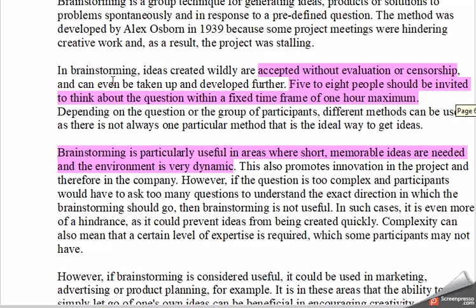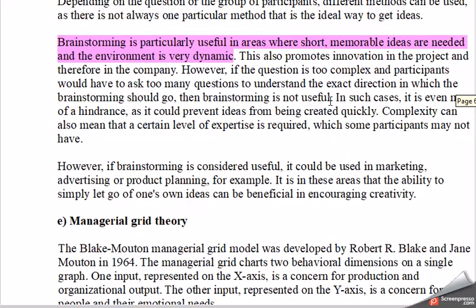Here in brainstorming, the ideas are accepted without evaluation or censorship. How is this done? 5 to 8 people should be invited to think about the question within a fixed time frame of about an hour. Brainstorming is particularly useful in areas where short, memorable ideas are needed and the environment is very dynamic.